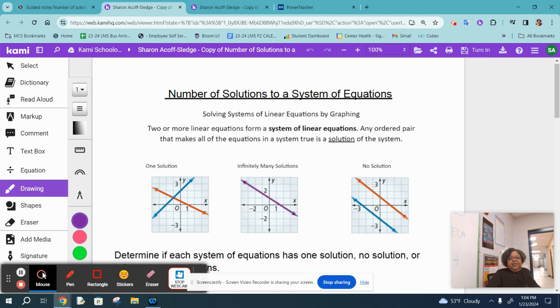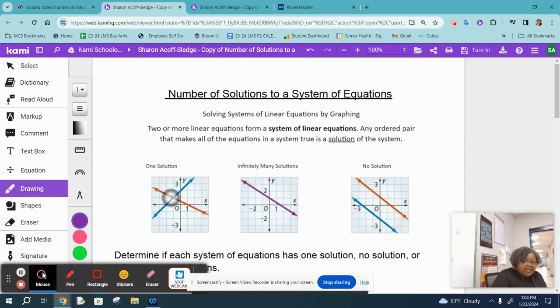So let's look at the notes. Two or more linear equations form a system of linear equations. Any ordered pair that makes a system true is a solution. That's what we've done so far. If we put those two numbers in the ordered pair into both equations, we get equality on both sides. So this is what one solution looks like. Right here, where the lines intersect, that is one solution.